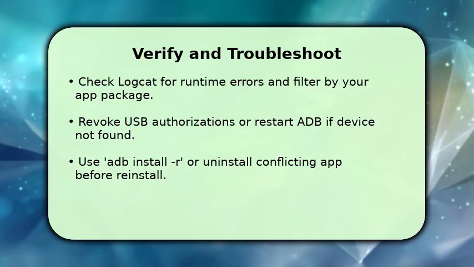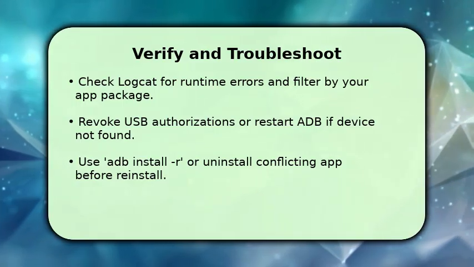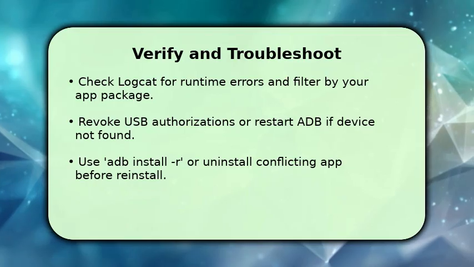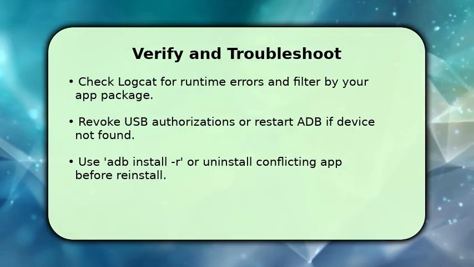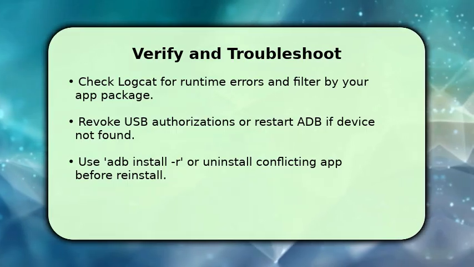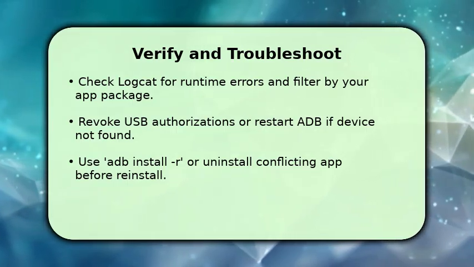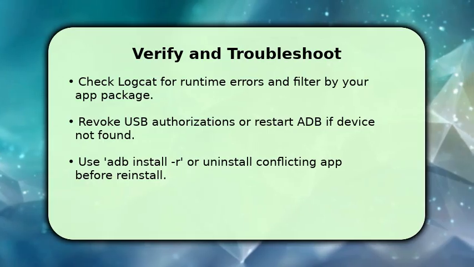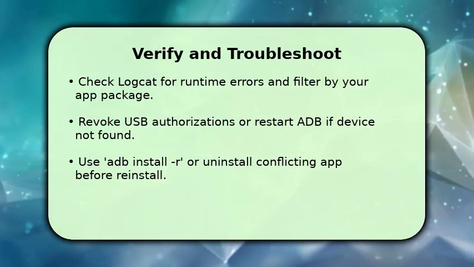Finally, verify the app runs. Watch Logcat for startup exceptions and use the package filter to see only your app logs. If the device vanishes, restart ADB via adb kill-server then adb start-server, or revoke USB authorizations on the phone and reconnect to force a fresh RSA prompt.